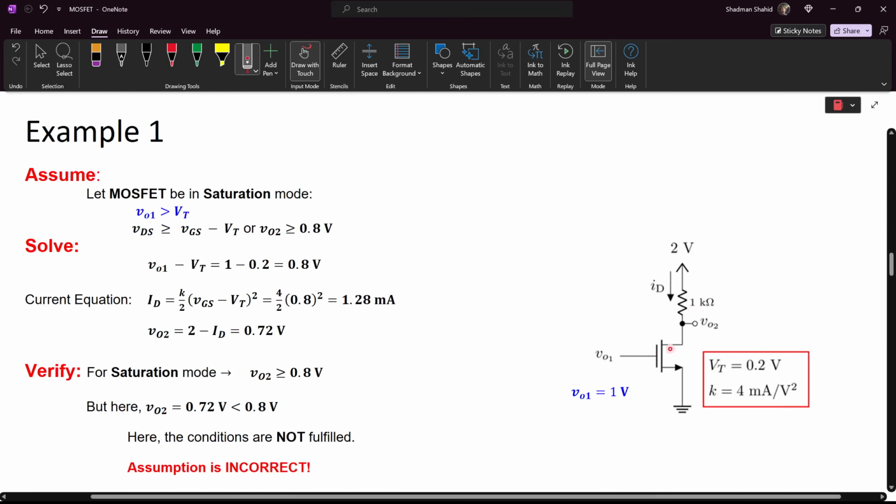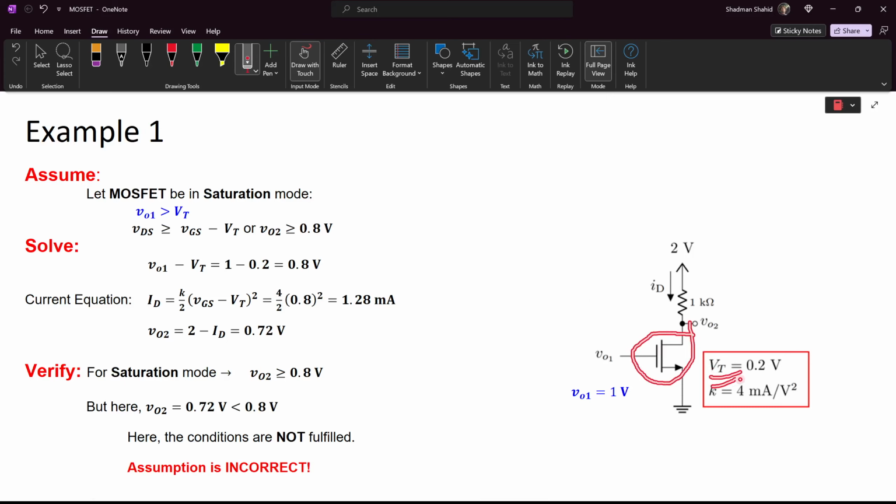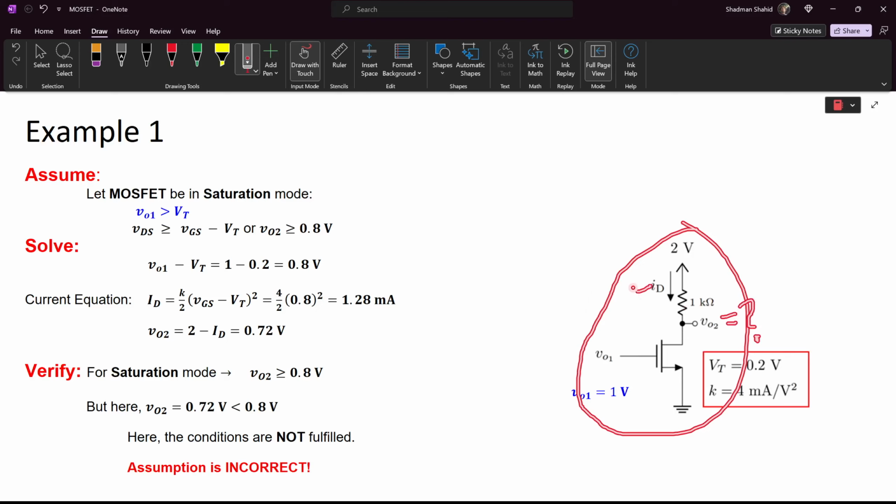In this example, we have a MOSFET circuit that has the following parameters, where the threshold voltage is 0.2 volt and the MOSFET transconductance parameter is 4 milliampere per volt square. So the task is to solve this circuit to find out the voltage VO2 and to find out the current ID.